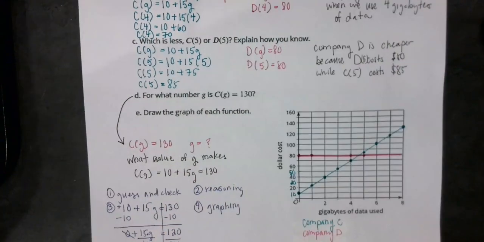From here, even though the task does not ask for it, we can compare these functions using the graph, such as finding the exact amount of gigabytes it would take for both cell phone plans to be the same price, or when is it better to use which cell phone plan based on how many gigabytes of data we used.